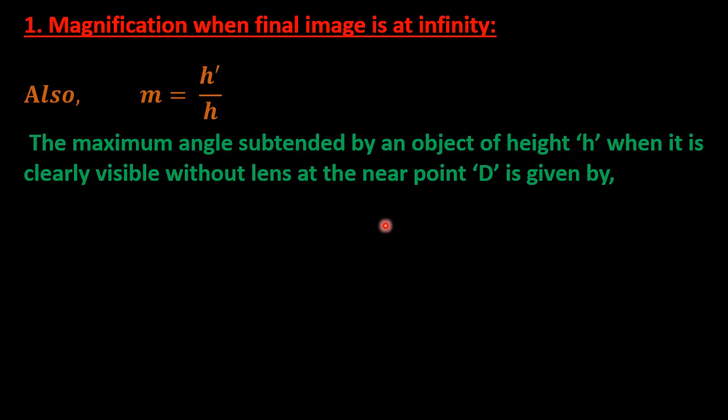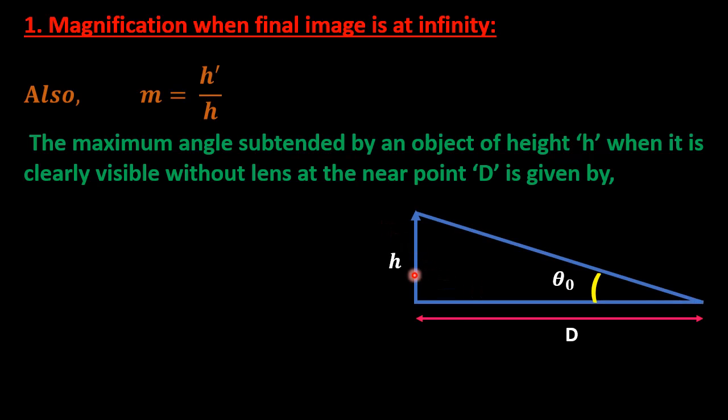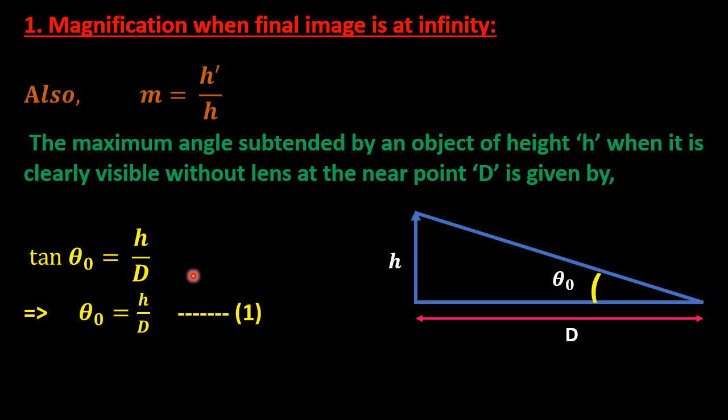For this let us consider the figure. h is the height of the object and theta 0 is the angle subtended by the object. Using the trigonometric ratio, tan theta is perpendicular by base. So here theta is theta 0, tan theta 0 equals h by D. Now when this angle theta 0 is very small, we can make the approximation that tan theta 0 is nearly equal to theta 0. So theta 0 equals h by D. Let this be our equation number 1.